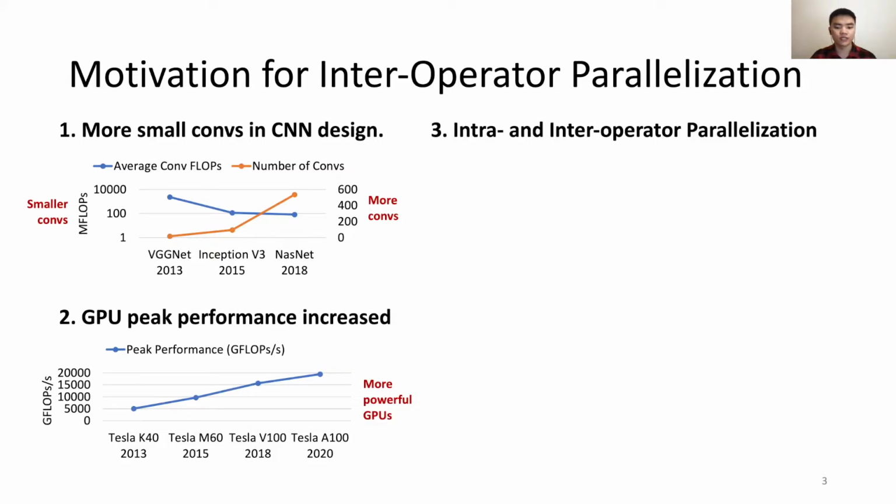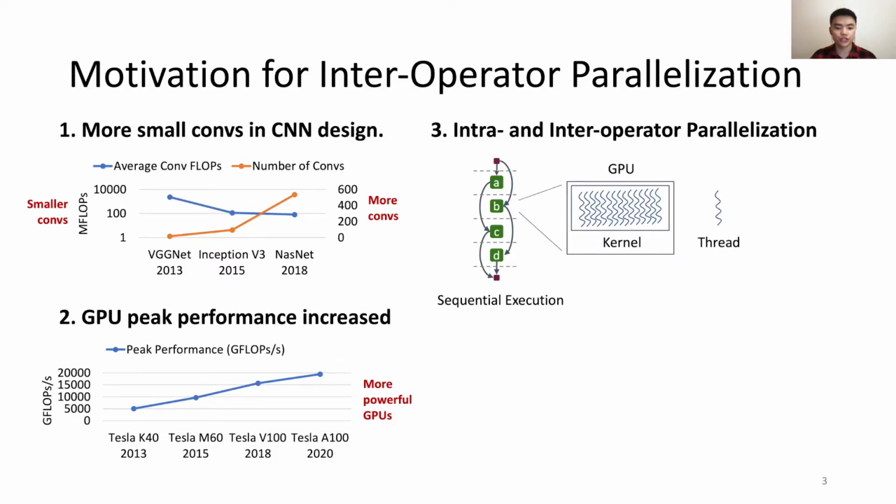Then let's have a look at intra- and inter-operator parallelization. Sequential execution is widely adopted by deep learning frameworks, which execute the operators one by one. The operator computation is parallelized through the threads in a GPU kernel. We call such kind of parallelization intra-operator parallelization. It can suffer from an underutilization problem, especially when we execute a small operator on a powerful GPU.